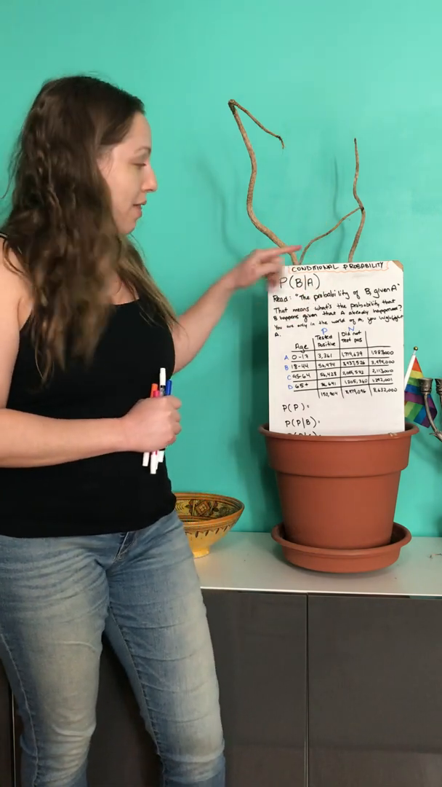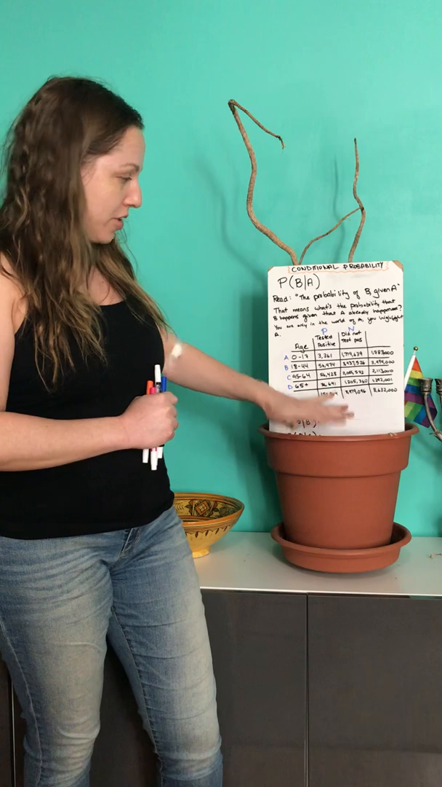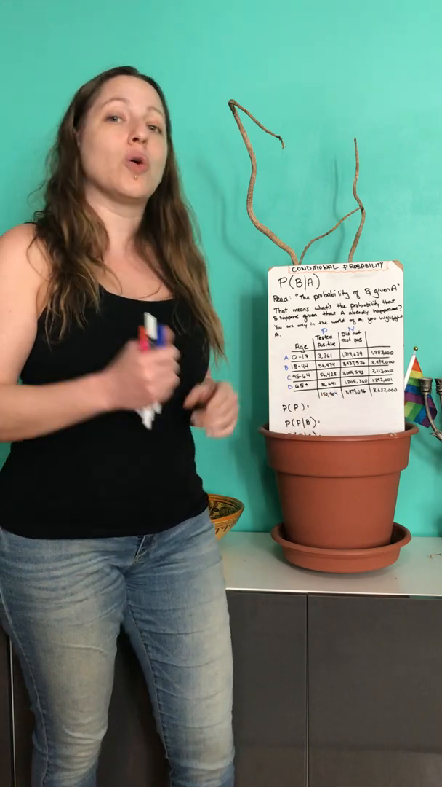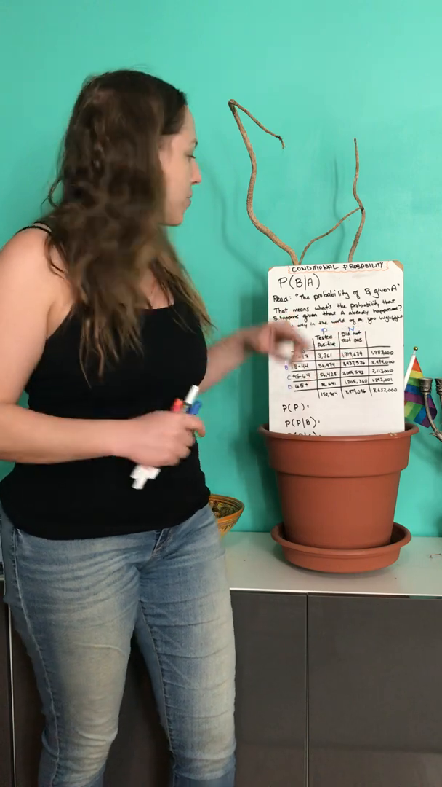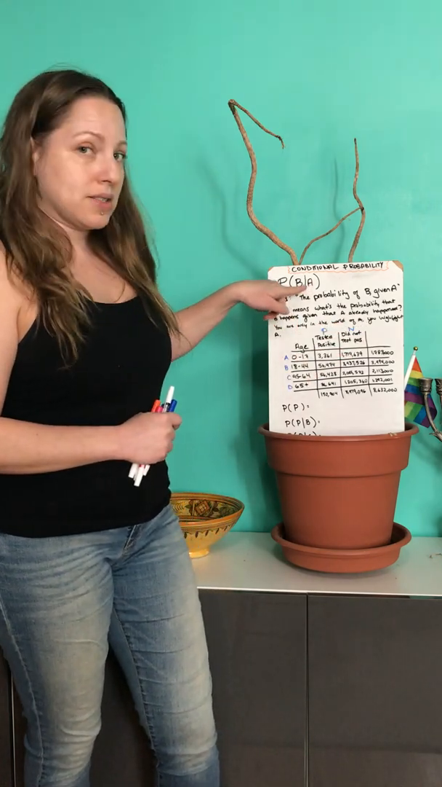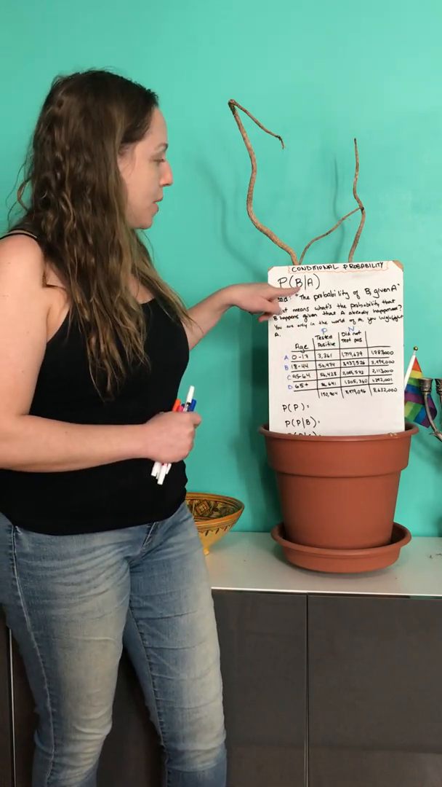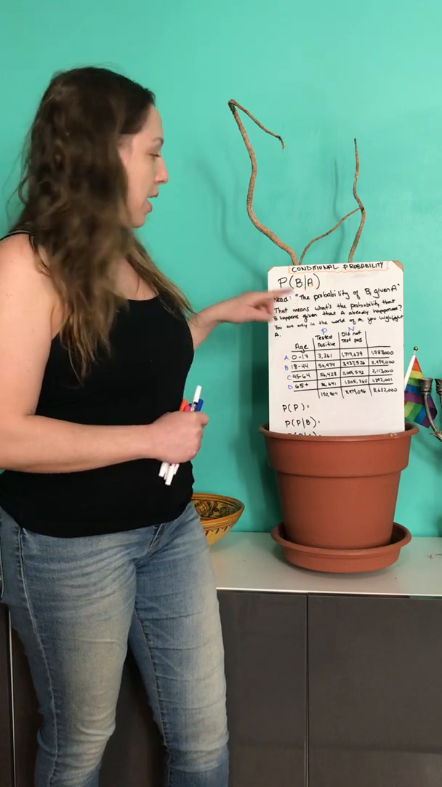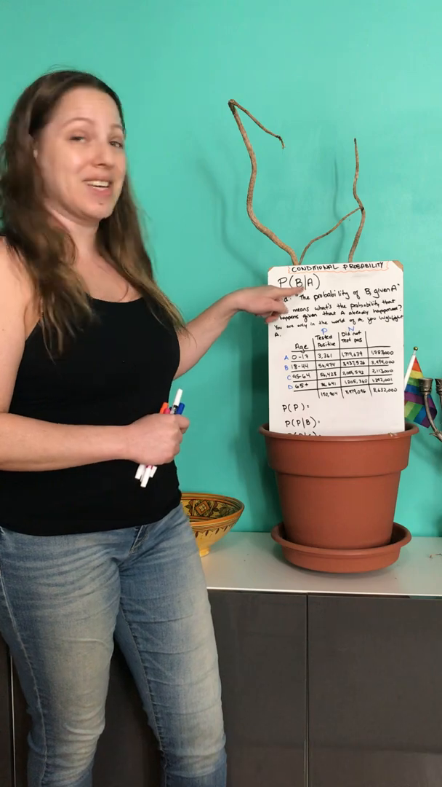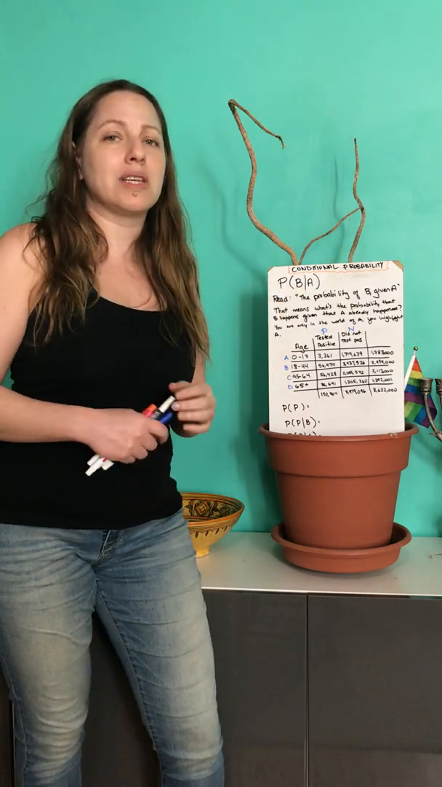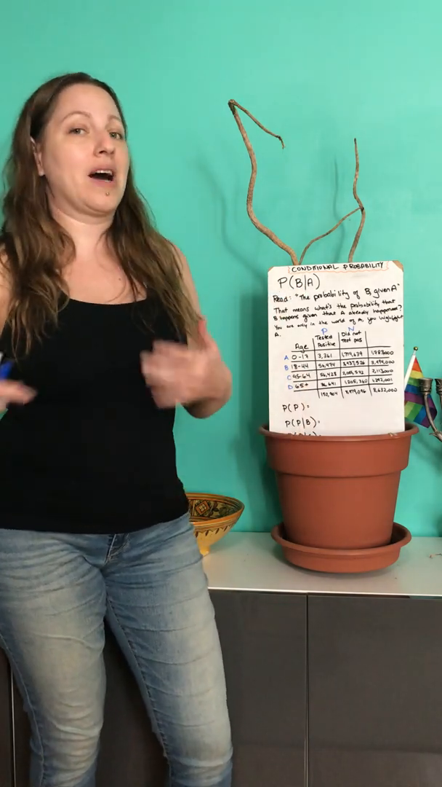You're going to want to write these notes down. I'll take a picture of it and post it to the Google Classroom assignment in case you can't see it well. So the way you would read this is the probability of B given A. I'll say that again: the probability of B given A. So this line means given. You may also see that as given that, or out of.